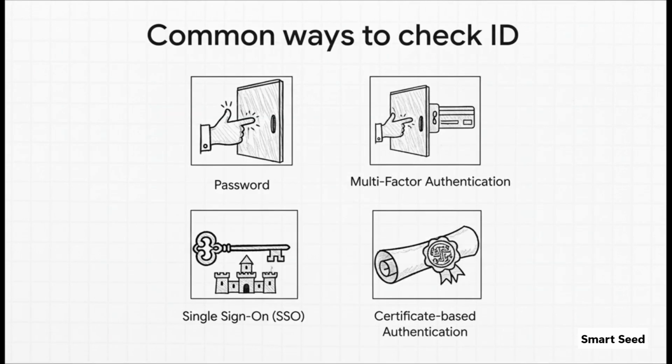And we've got a bunch of ways to check that digital ID. There's the classic password, which is kind of like a secret passphrase. Then you've got Multi-Factor Authentication, MFA, which is like needing the passphrase and a special keycard. Single sign-on, or SSO, is like having one master key that gets you into several different buildings. And certificate-based authentication, that's the equivalent of a digital royal seal that's impossible to forge.